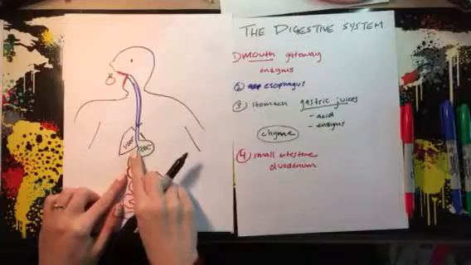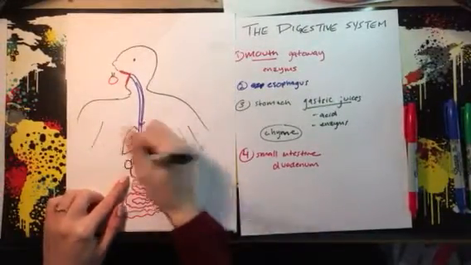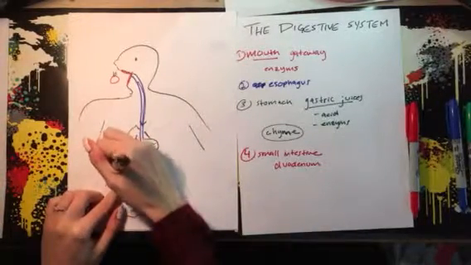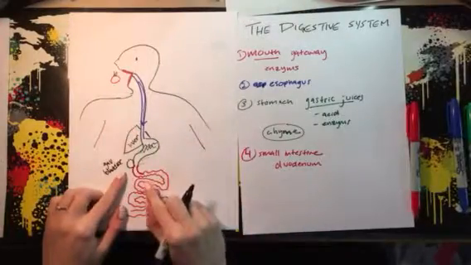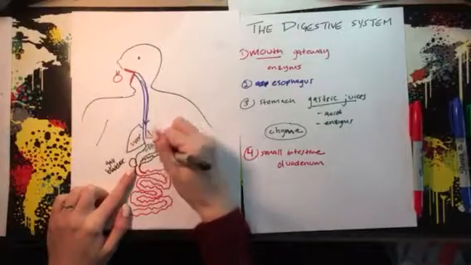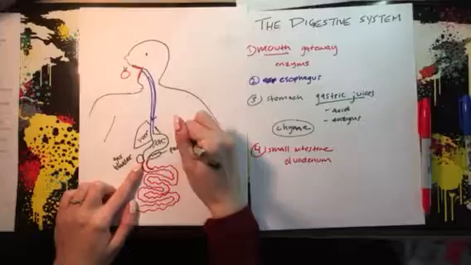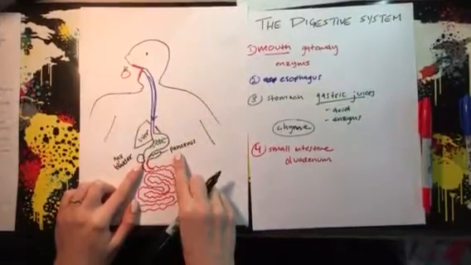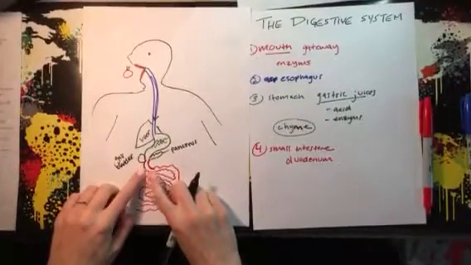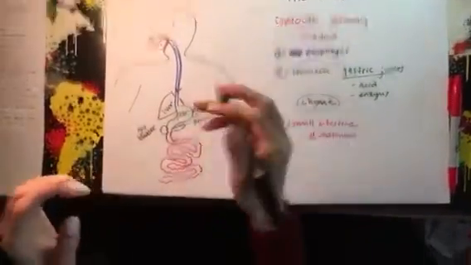Bile is made in the liver, and it is stored in the gallbladder, and enzymes from the pancreas, this is our pancreas, are used to break down the food again. So this is the third time it's been broken down. You break it down once up here in your mouth, you break it down again here in your stomach.